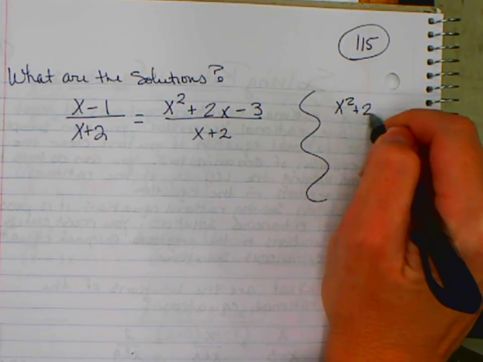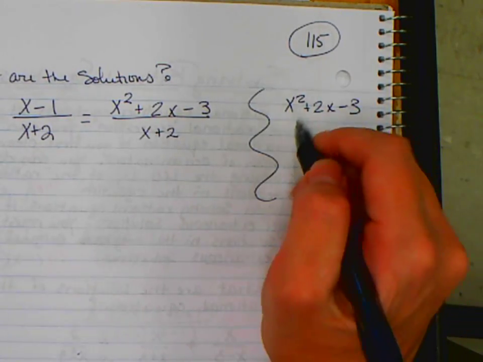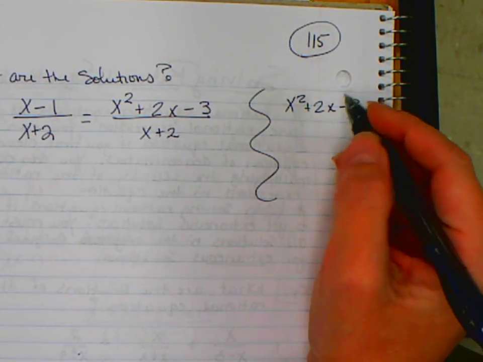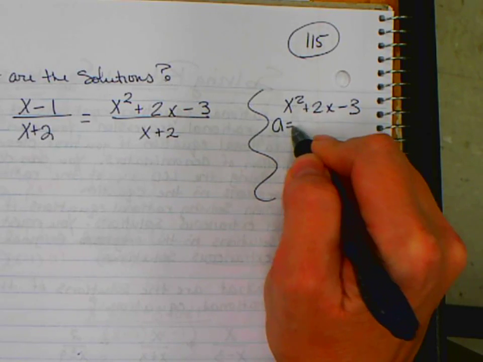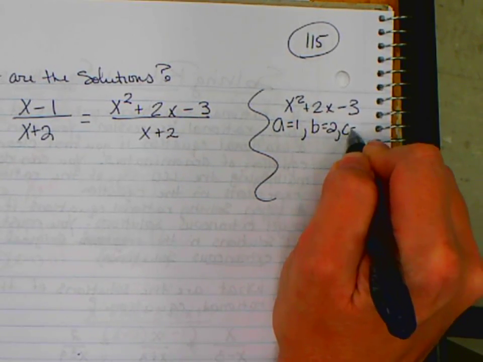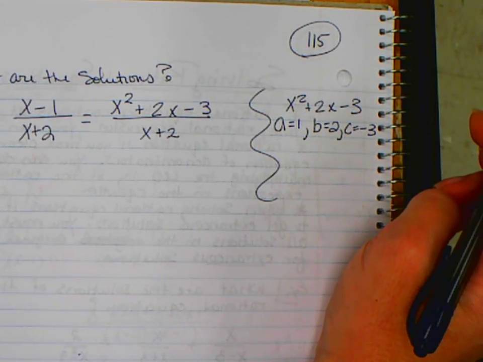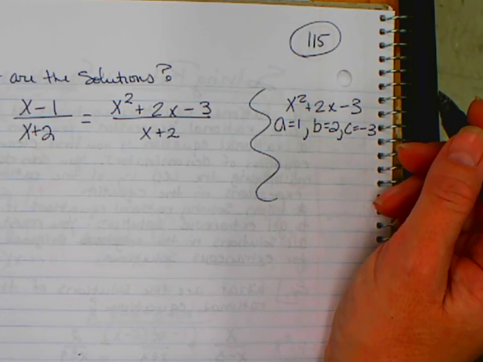X squared plus 2x minus 3, quadratic. Now, I've had several new students in the last couple of days. You may have learned factoring. You probably learned it different than the way I teach it. So if you want to factor this using your own method, I'm totally cool with that. This is just how I do it, okay?